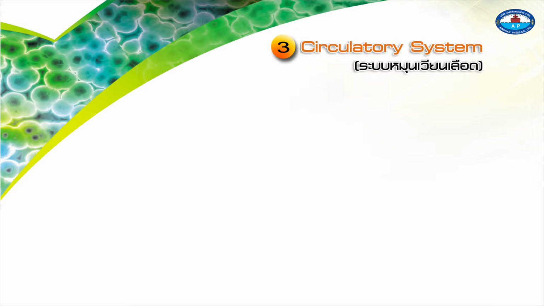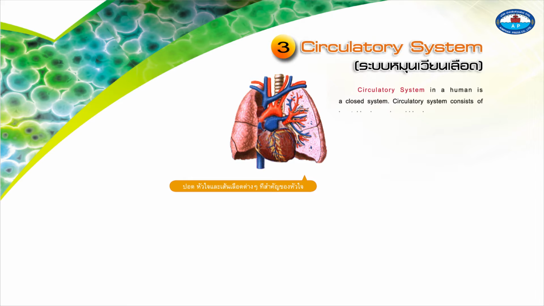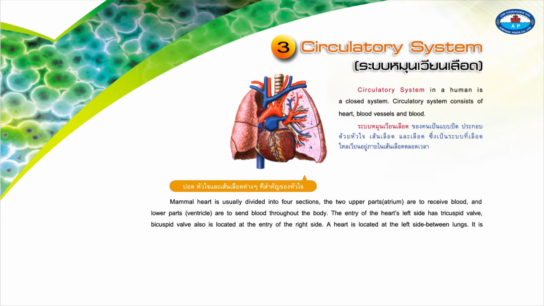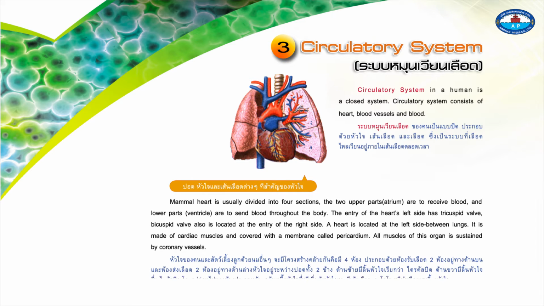3. Circulatory system. The circulatory system in a human is a closed system. It consists of the heart, blood vessels, and blood. A mammal's heart is usually divided into 4 sections. The 2 upper parts, atrium, are to receive blood, and lower parts, ventricle, are to send blood throughout the body.